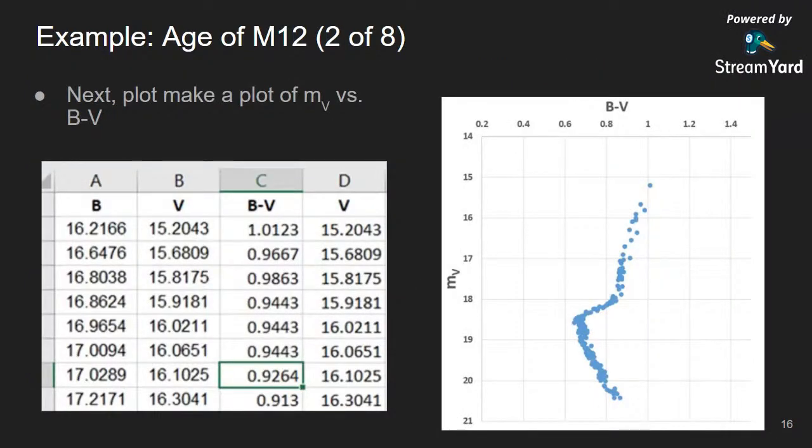And so that's what this would look like for M12. Now I didn't actually do this. I actually found some data on the internet. So I put the data in Excel, and so that's what the left big white box is. Okay, so column A is just showing my apparent magnitude through the B filter, and then column B is the apparent magnitude through the V filter. C is just the difference between the two, and then D is just a copy of B again, so that I can make this plot on the right.